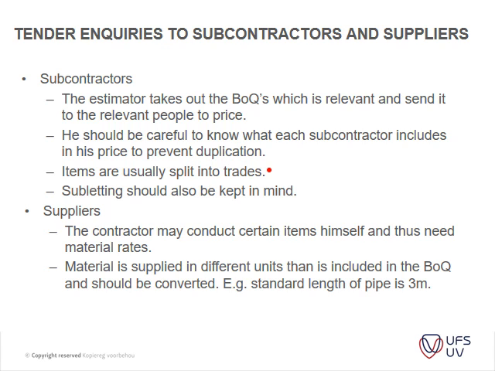Suppliers: the contractors may do certain items themselves and thus need material rates. Okay, that's straightforward. Then material is supplied in different units than is included in a BOQ and should be converted. For instance, if you think about steel work, your sections are usually 3 meters long, or your water pipes are usually 6 meters in length. So whenever you're calculating, the BOQ will just give you the total length, but you have to calculate the wastage and all that type of thing. Okay.